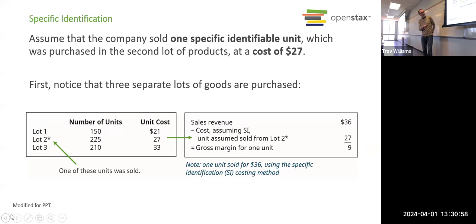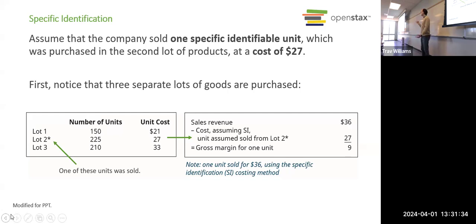So here, they sold one of these GPS trackers, and it came out of lot 2. So what that means, we can see this company has 3 lots of inventory. Lot 1 would be the oldest one. Lot 2 would be the next oldest, and lot 3 would be the most recent. And since this unit that they sold came out of lot 2, and lot 2 had a cost of $27 per unit, that is the cost we will assign to this GPS tracker. Okay?